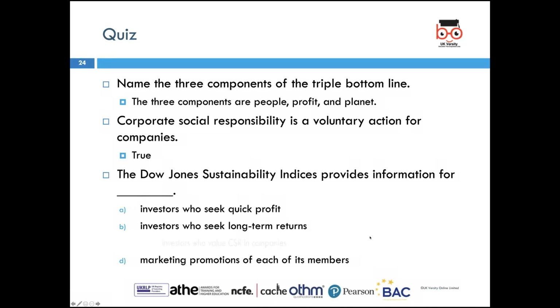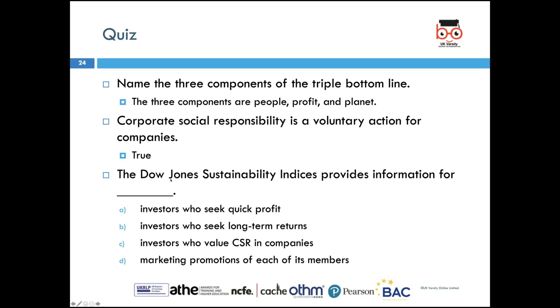Okay, last but not the least, in this one which we want to look at, Dow Jones Sustainability Indexes provide information for. What does the sustainability index at Dow Jones do? We know there are different stock exchanges. You have the London Stock Exchange, New York Stock Exchange. You have the CAC, you have Hong Kong, Singapore. But in general, when we look at Dow Jones, which is an index primarily within the New York Stock Exchange, they have a particular index which is called the Sustainability Index.